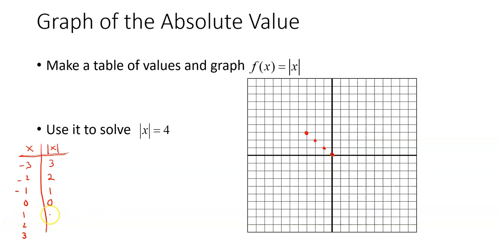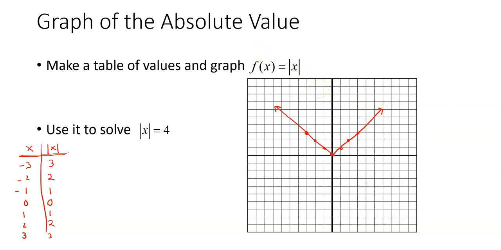That continues our trend. But now what happens? If I put a 1 in for x, I get a 1 out for y. Oh, 1, 1 is over here. 2, 2 is over there. 3, 3 is over there. So what happens is this thing turns a corner when it gets to 0. So over here, it's a line going that way. Over here, it's a line going that way. The graph of the absolute value function looks like a V.